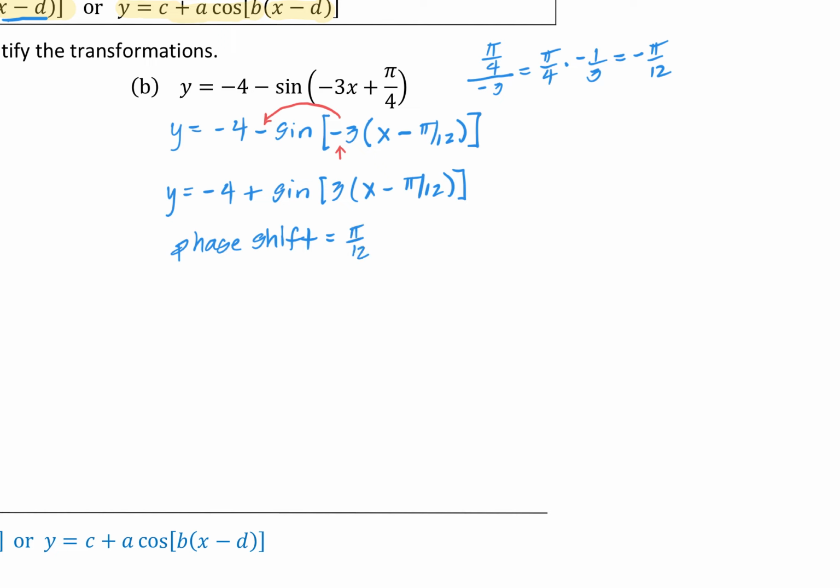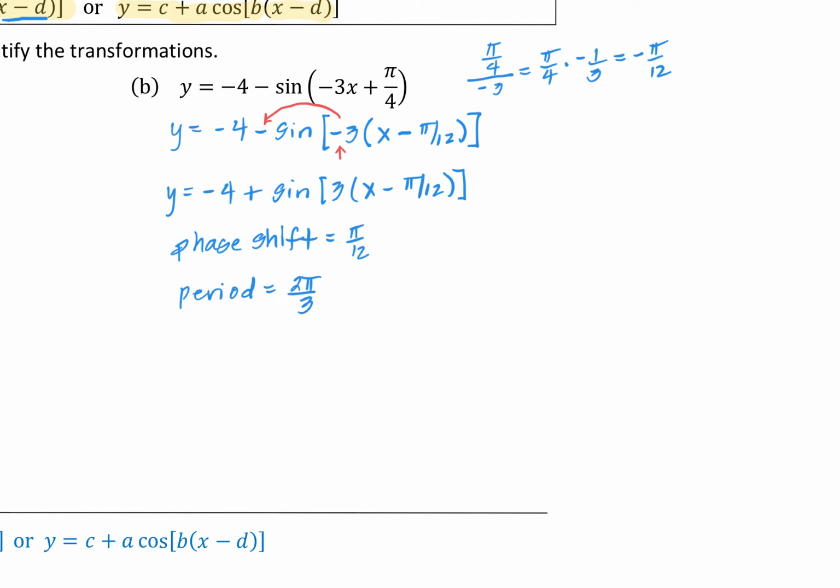Again, if I were graphing this, that means I'm just going to add pi over 12 to each one of those values on my x-axis. The next thing I see is that 3, which is going to change my period. So now my period is going to be, the normal period is 2 pi for sine, and I'm going to divide it by 3. And since that doesn't reduce, that is my period.